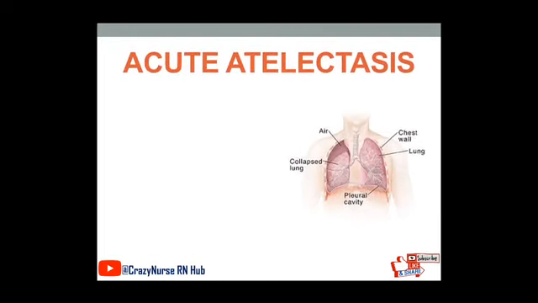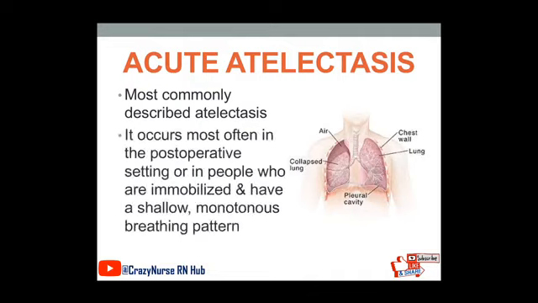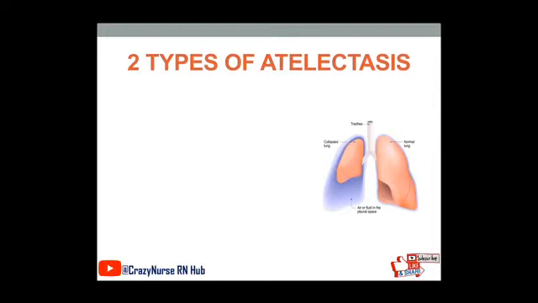We also have acute atelectasis. It is the most commonly described atelectasis. It occurs most often in the post-operative setting or in people who are immobilized and have a shallow, monotonous breathing pattern. Excess secretions or mucus plugs may also cause obstruction of airflow and result in atelectasis in an area of the lung.